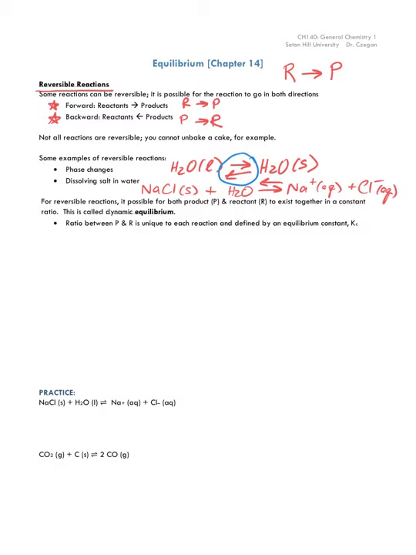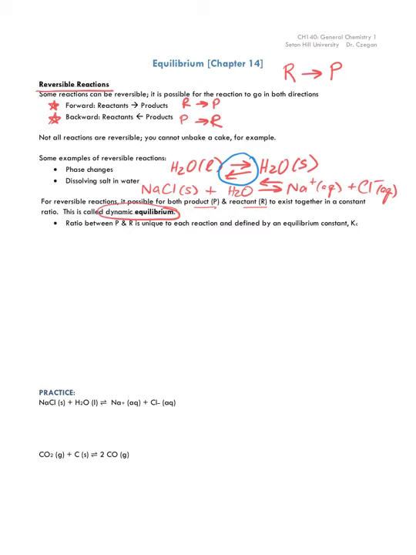When reactions are reversible, it is possible for both the product and the reactant to exist in a constant ratio because the reaction can go in both directions. When this happens, we establish something called dynamic equilibrium. Whenever we talk about equilibrium in this class, I'm going to say equilibrium, but I really mean dynamic equilibrium. So let's explore what this means.